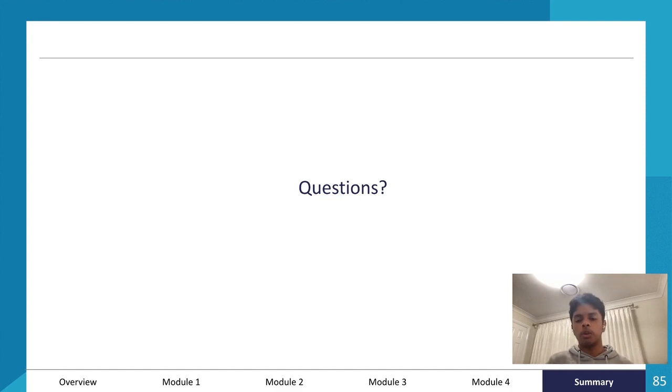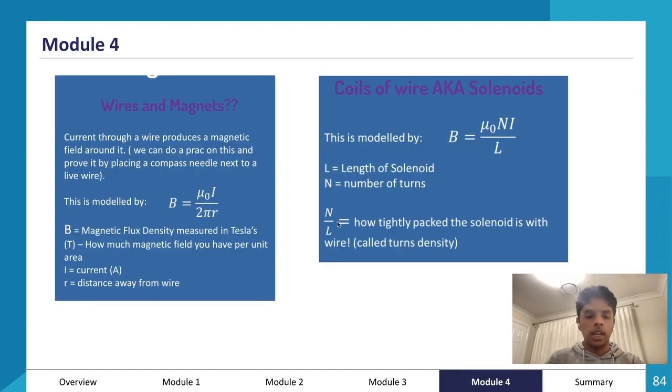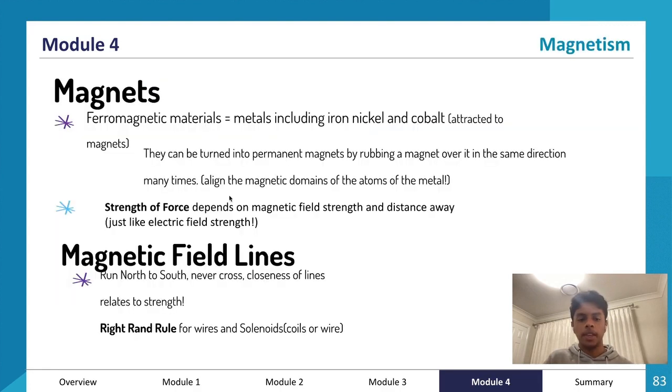I know module 4 was somewhat rushed, but the important thing to take away is that you understand these equations and the variables within them, so that if you ever need to apply them, it's quite easy. And these rules aren't too hard to remember. Always north to south, just like how electric field lines go positive to negative. They never cross, and the closest lines are the strongest.